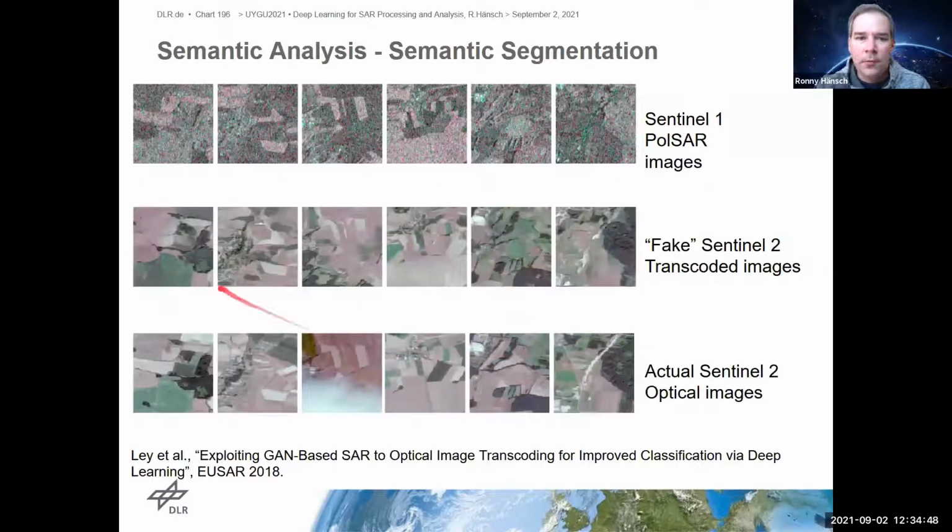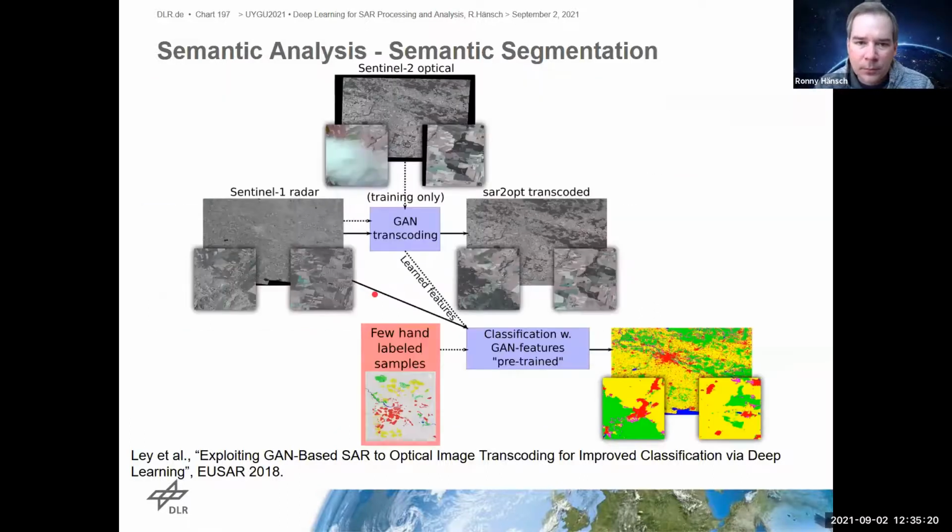Here you see a couple more examples. This would be the input radar tiles, Sentinel-1. This would be the real optical tiles from Sentinel-2. You have a cloud here, for example, and that would be the synthesized fake Sentinel-2 optical tiles, produced from the radar. As you can see, it's not perfect. There are differences in colors, differences in shapes, but more or less the network got it right. In particular, of course, there's no cloud, because in radar images there are no clouds.